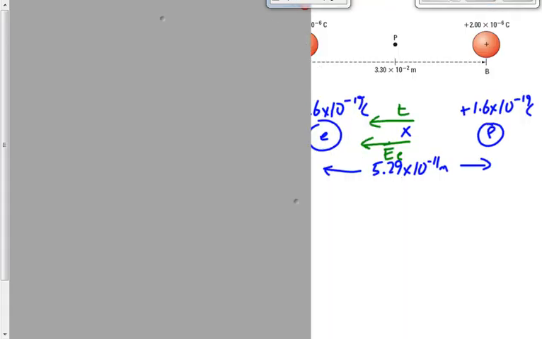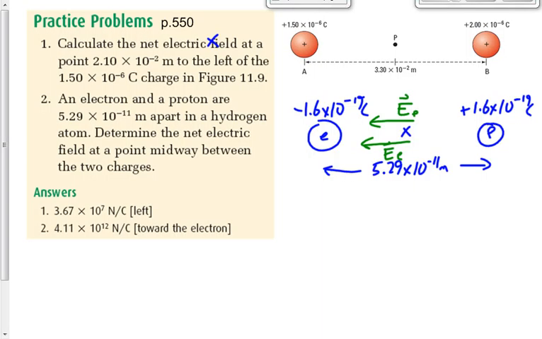So they both end up being to the left. That's why the fields don't cancel each other out. That's why the answer isn't 0 here. Because the field caused by the proton is away from the proton, to the left, and the field caused by the electron is toward the electron, also to the left. Let's get the values of those fields.